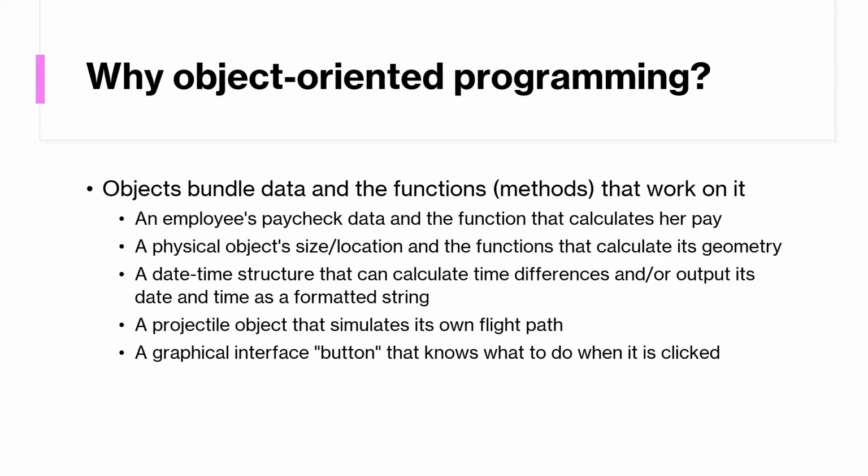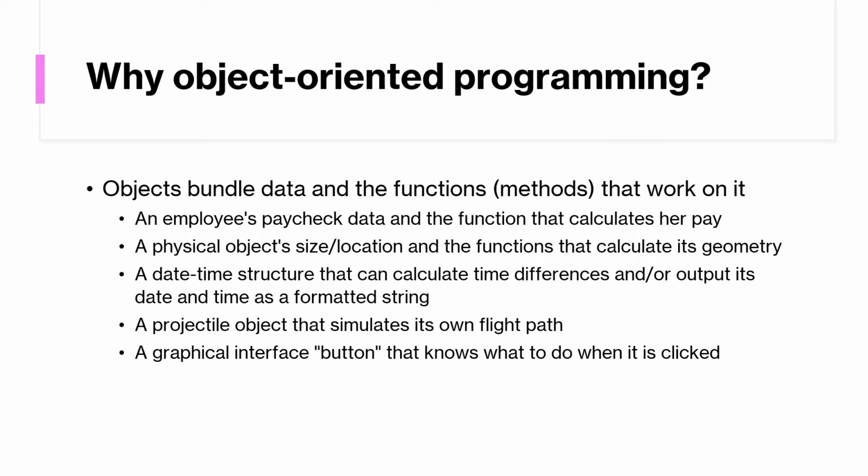Some examples might be an object might hold an employee's paycheck data and the function that calculates her pay. Or it might hold a physical object's size and location in space, and then functions that calculate its geometry, like its volume, or whether a particular point is inside or outside a sphere, or something like that. You might have a date-time structure. Remember, we've used date-time structures in C++.